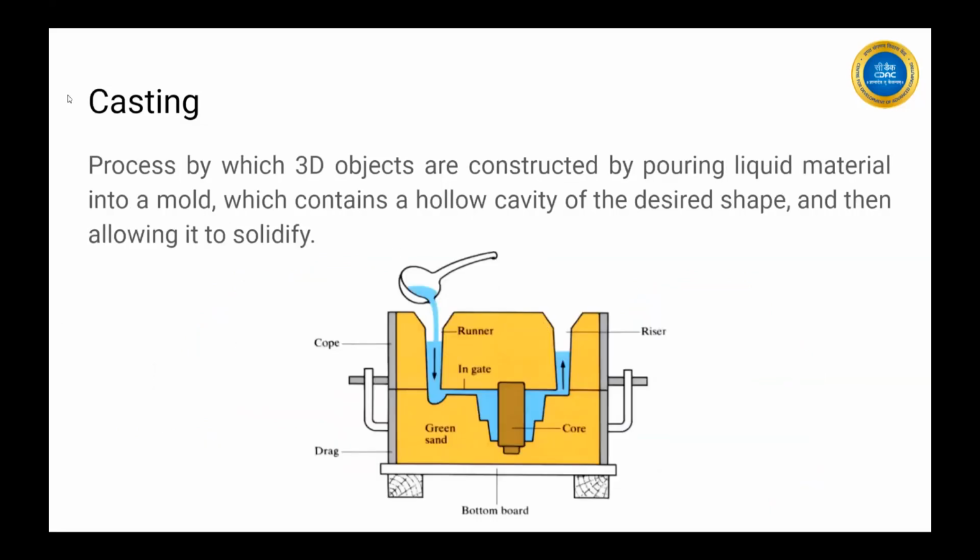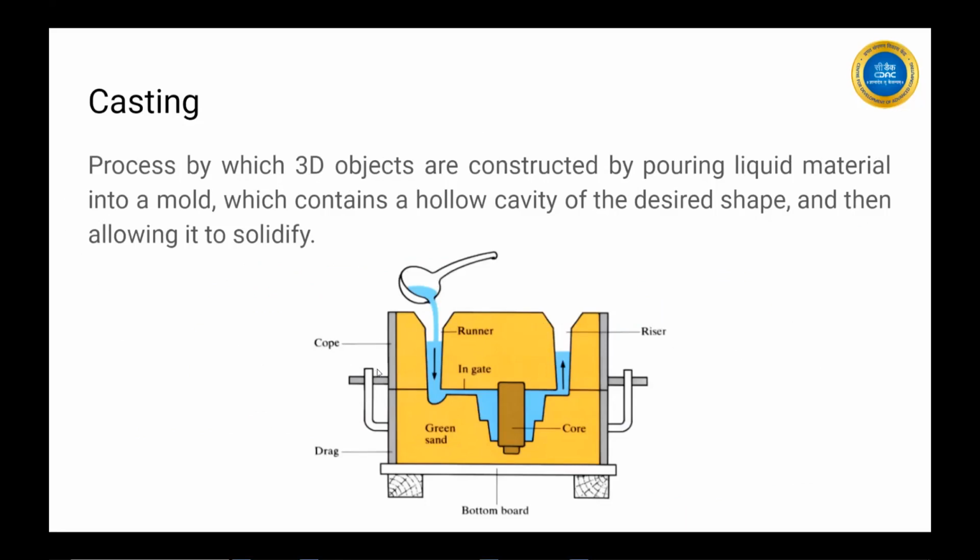The next one is casting. It is the process by which 3D objects are constructed by pouring a liquid or molten material into a mold which contains a hollow cavity of the desired shape and then allowing it to solidify. Okay, so I'll explain that. Casting is nothing but molding, and it is also known as molding. You have heard of injection molding and all.